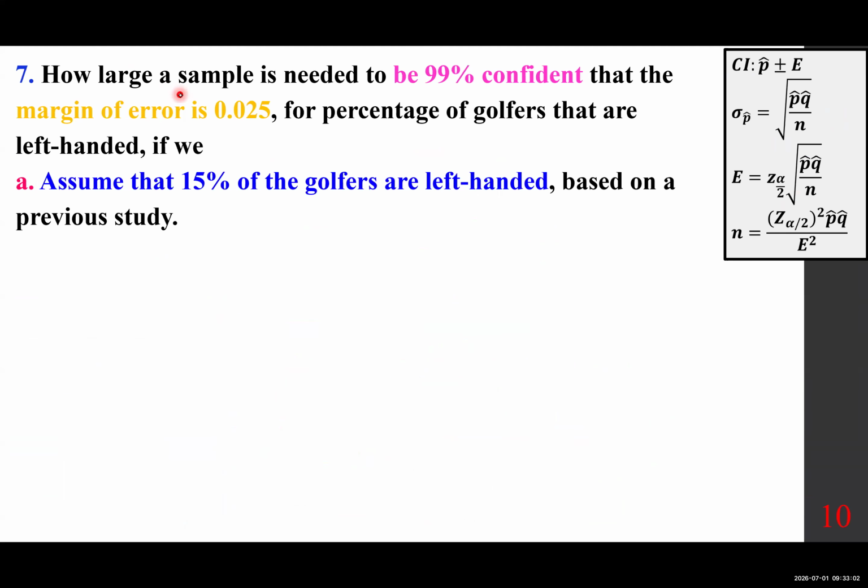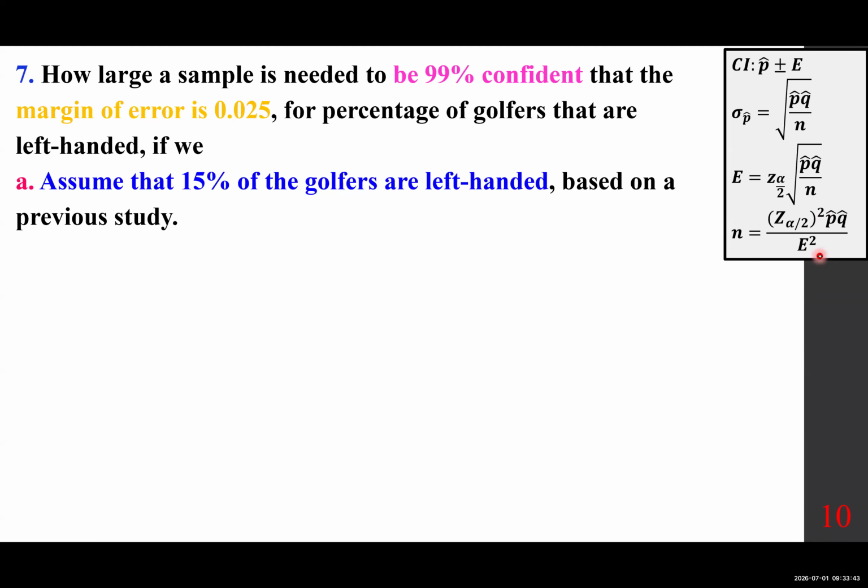How large a sample is needed to be 99% confident that the margin of error is 0.025 for the percentage of golfers that are left-handed, if we assume that 15% of the golfers are left-handed based on a previous study? Reminding you of the formulas we've had: confidence interval is p hat plus minus E. Sigma of p hat is the square root of p hat q hat over n. E is the same thing times z alpha over 2. Now look at this one and solve for n. You divide by this number, you square both sides, and then you get n equals z alpha over 2 quantity squared times p hat q hat over E squared.